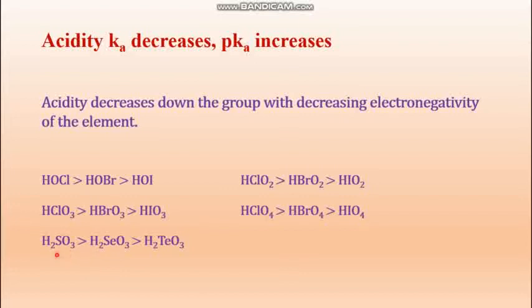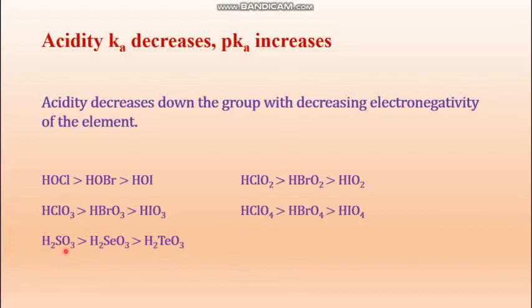Now move on to the chalcogen group, where sulfur, selenium, and tellurium form the H2XO3 type of acids. The highest electronegativity is in sulfur, and the lowest electronegativity is in tellurium. So sulfurous acid is more acidic than selenious acid, which is further more acidic than tellurious acid.